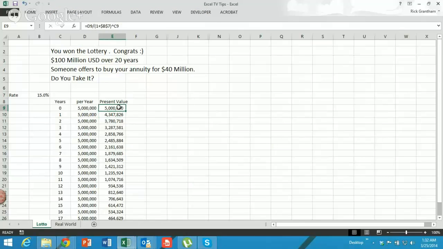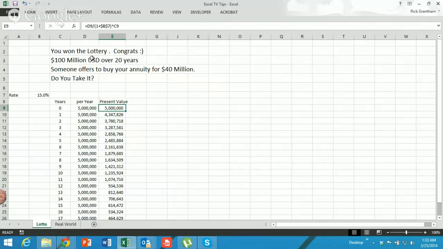So first off, present value. The present value of $5 million, since this is happening today, is $5 million. So we're not really doing much math against that. But let's walk through the formula here. First off, we have to know what our expected compounding rate is every year. And for the purpose of this exercise, we'll say there's a 15% compounding rate.